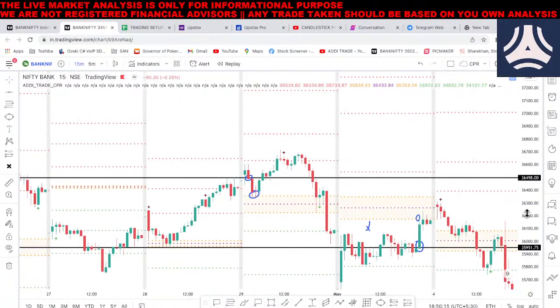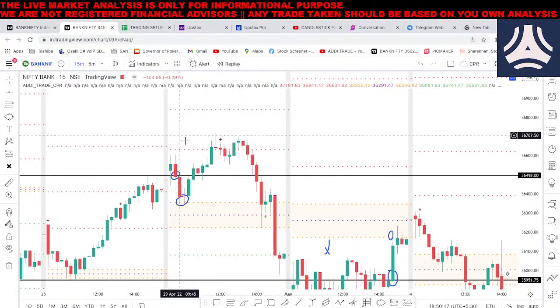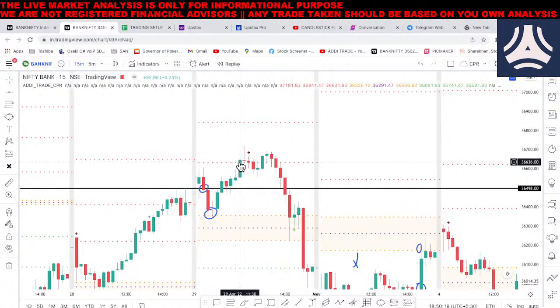But the same thing: the moment you see this kind of move, you come to a 15-minute chart and see you got a nice, beautiful inverted doji at R1. And after that, this follow-up came. But even if we had shorted, our stop loss would have been here, including this entire wick after this 15-minute candle.